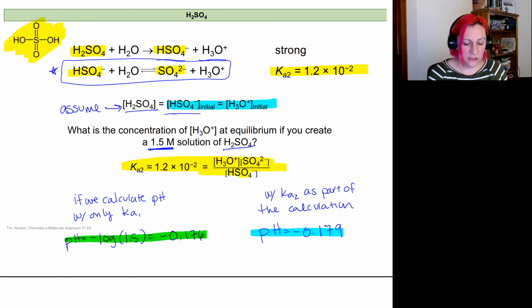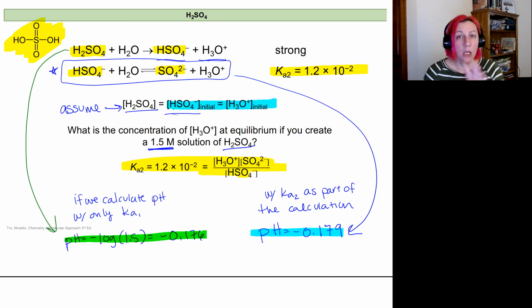And so if we only use our first equation, we get a pH that's actually different from if we use both for H2SO4. They're still extremely close. And if you were estimating to just two significant figures, you would say these are both negative 0.18. But this is enough that we can say it was important for us to take into account that second equilibrium constant for sulfuric acid. Now this was a K value that was relatively large for a weak acid. And so if it's much smaller, then this difference is going to get smaller and smaller until it's just insignificant pretty quickly.